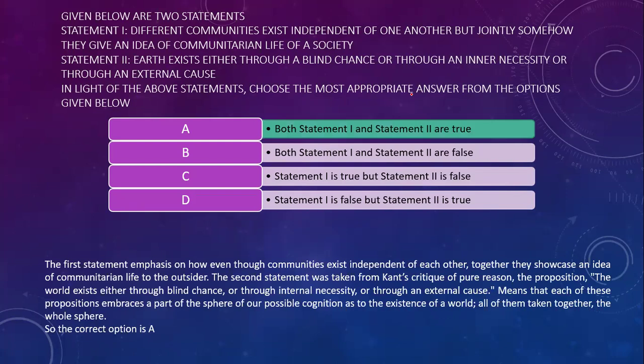Both are true. The first statement emphasizes how even though communities exist independent of each other, together they showcase an idea of communitarian life to the outsider. The second statement was taken from Kant's Critique of Pure Reason, the proposition that the world exists either through blind chance or through internal necessity or through an external cause.